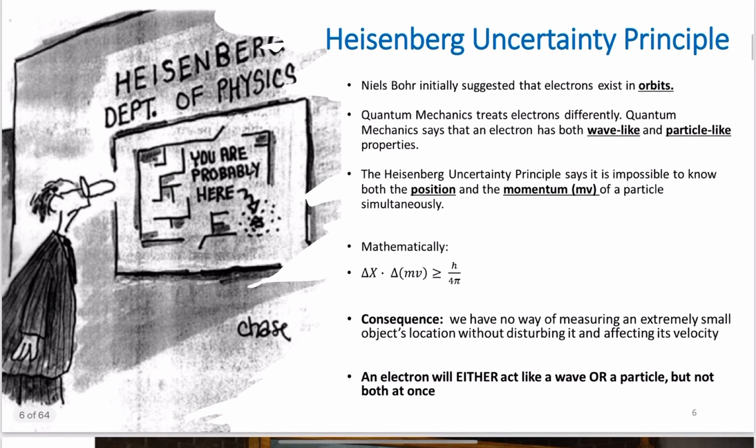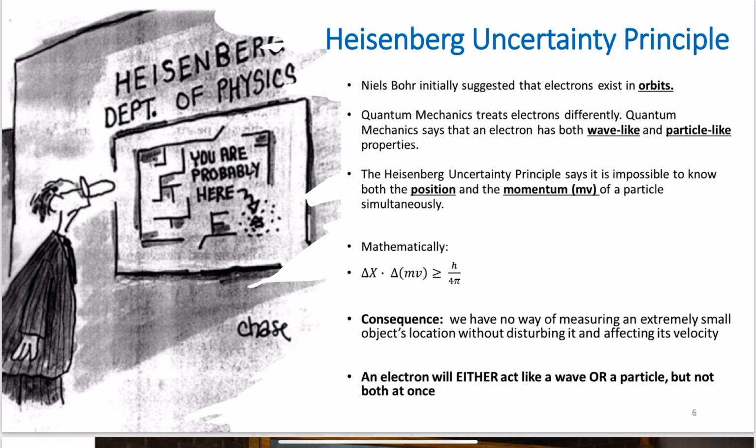The Heisenberg uncertainty principle. Niels Bohr initially suggested electrons exist in orbits, and quantum mechanics comes along and treats electrons a little bit differently. Quantum mechanics says that an electron has both wave-like and particle-like properties. What does that mean? It means that an electron can behave like a wave, but also like a particle. The moment we treat an electron like a wave, it behaves like a particle. The moment we treat an electron like a particle, it behaves like a wave. But it can behave as both.